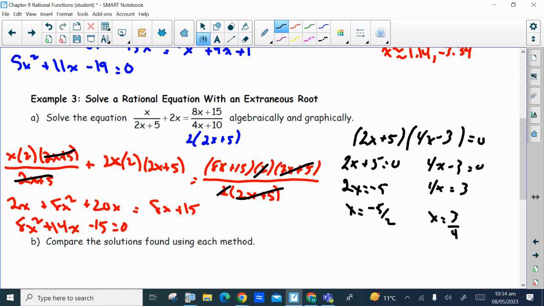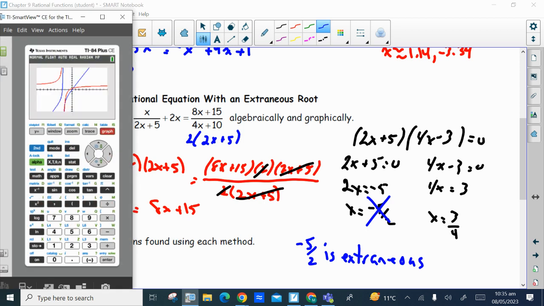Negative 2.5 can't be a solution because it's a non-permissive value from actually both denominators. So this one definitely doesn't work. So we can cross it out. We can say negative 5 over 2 is extraneous. It's a non-permissive value.